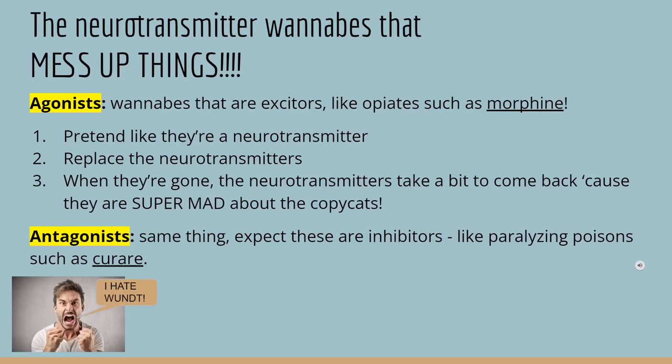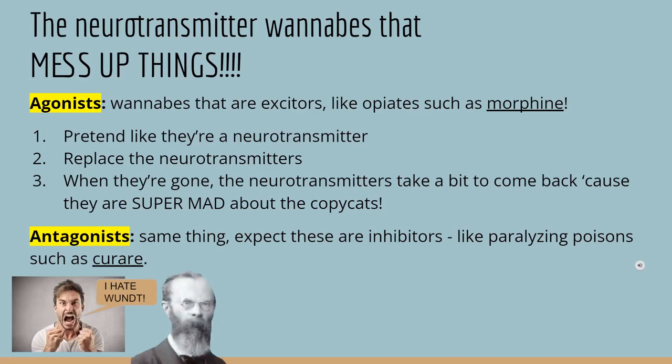But there's not just those. There's another kind too. Antagonists. These are inhibitors. So inhibitors, that makes things not happen, which is like paralyzing poisons such as curare. So let's see what would happen if someone got an antagonist. So let's say this guy, for some reason, says, I hate Vunt. Not so nice. That kind of makes Vunt mad, doesn't it?